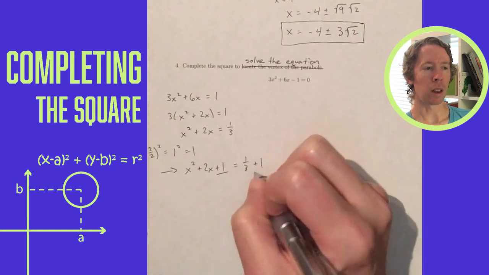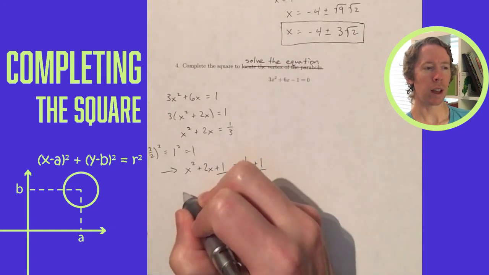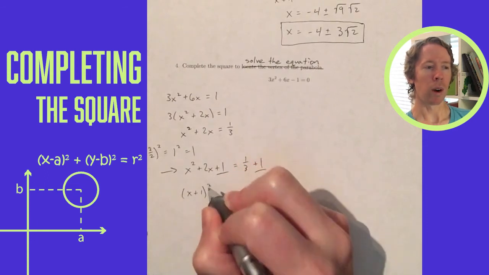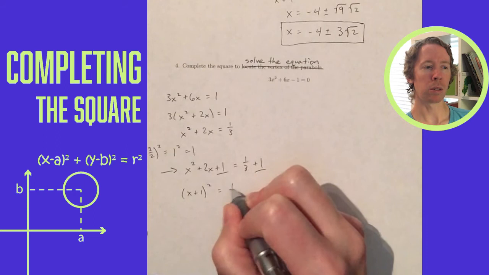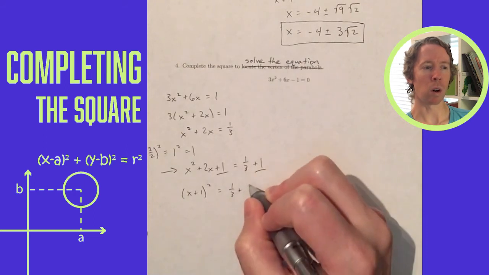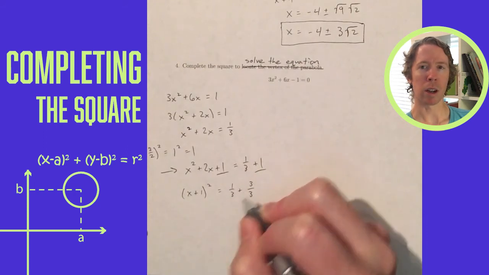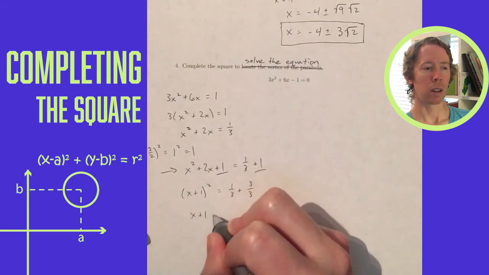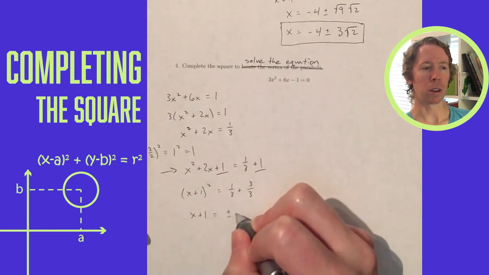And then on the left-hand side, if I factor that out, it becomes x plus 1 times x plus 1. On the right side, I want to combine those two numbers. So I'm going to change 1 to get a common denominator. 1 is the same thing as 3/3. So 1/3 plus 3/3 is 4/3.